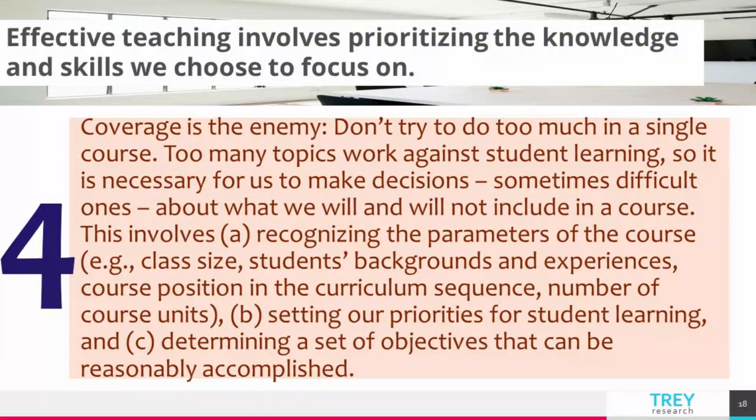This involves: A. Recognizing the parameters of the course, for example, class size, students' backgrounds and experiences, course position in the curriculum sequence, and number of course units; B. Setting our priorities for student learning; and C. Determining a set of objectives that can be reasonably accomplished.